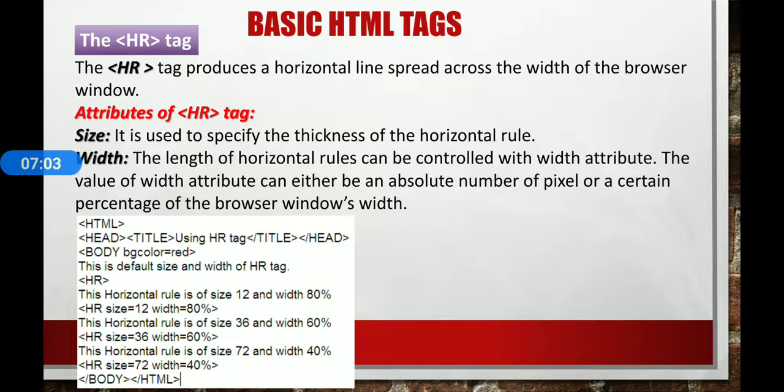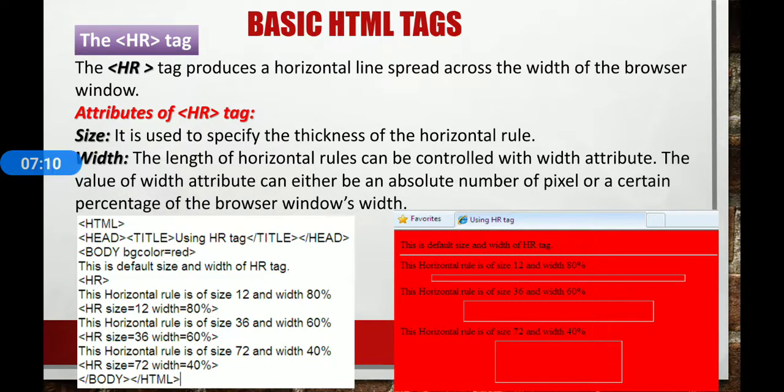So when you open this web document in a browser, it will display like this. The first line is a default size. The second one is 12 size and 80% of the window. The next one is a 36 size and 60% of the window. And the last one is a 72 size horizontal rule and the width is 40% of the window. So here is the output.